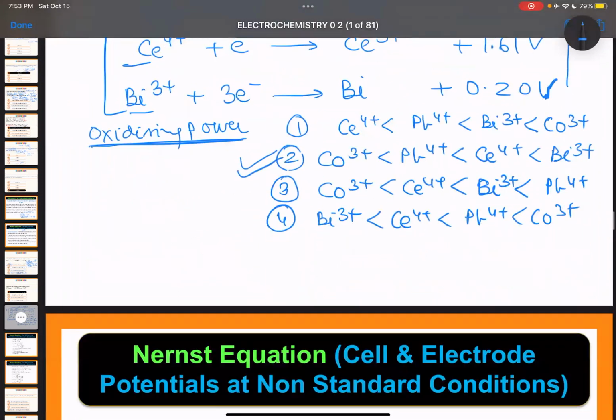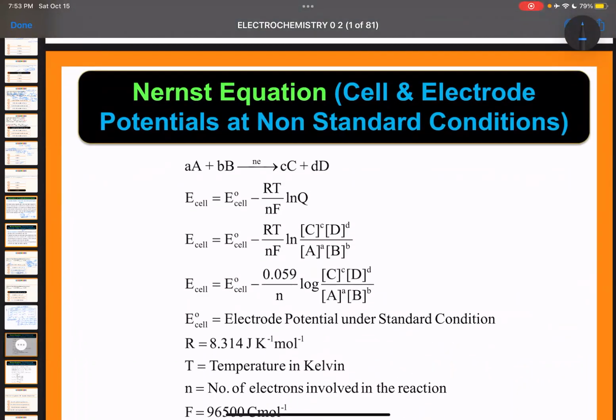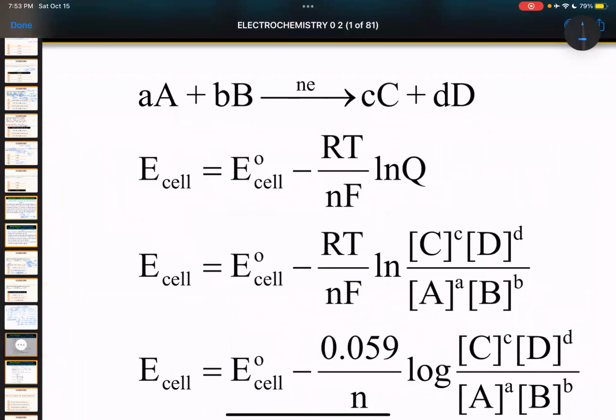Right. And this is the Nernst equation. Suppose you have this equation, and you want to calculate the EMF of the cell or electrode. This is applicable on both. A cell is the complete cathode and anode, and a single side is known as your electrode. So it can be applied for the electrode as well as for the cell.